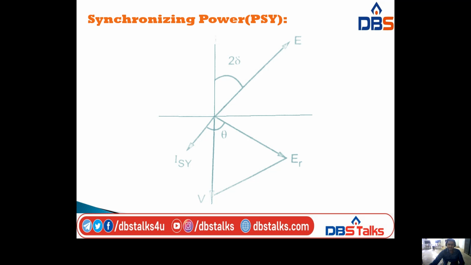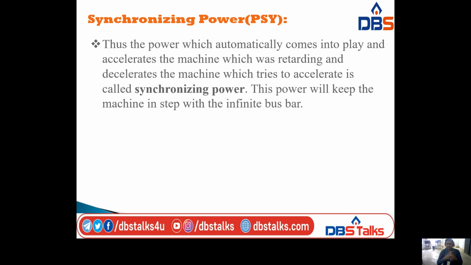Like that we are drawing this phasor diagram. Thus the power which automatically comes into play and accelerates the machine which was retarding, and decelerates the machine which tries to accelerate, is called synchronizing power. This power will keep the machine in step with the infinite bus bar.